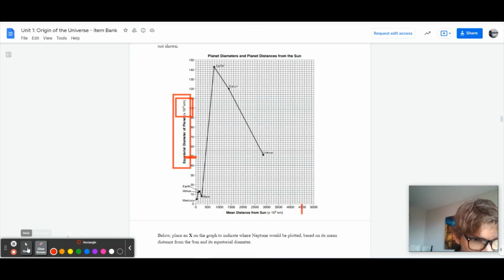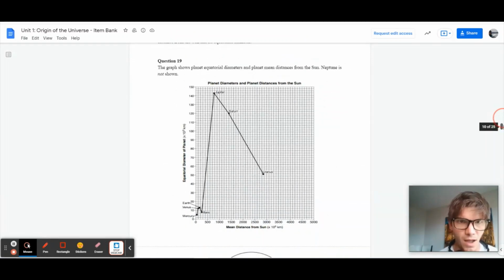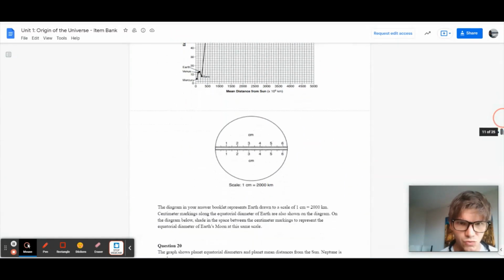And sorry for this big old sloppy marker that I have here, but it looks like I'm going to plot my point right there, or the direction said to plot an X. So that's where we'll plot Neptune on this graph. That was a tricky one, but we managed to get through it. It doesn't tell us to connect and finish the line, so I'm not going to do that for now, unless anything changes. Here we go, 19.